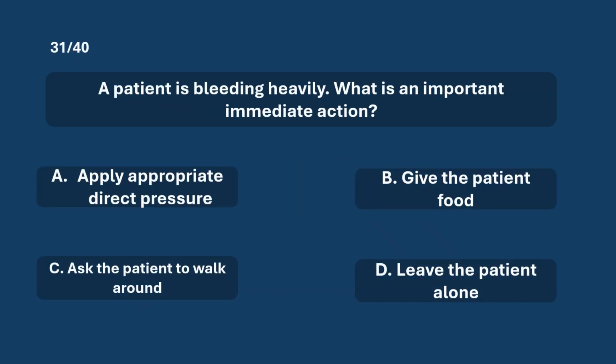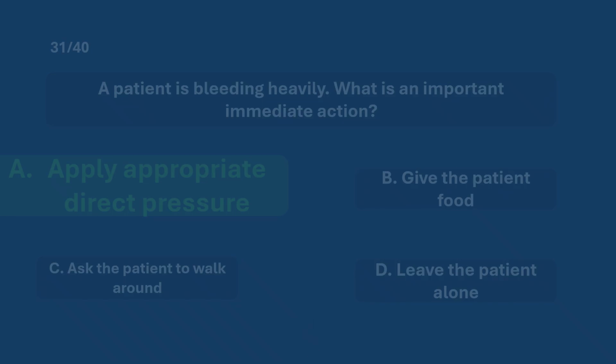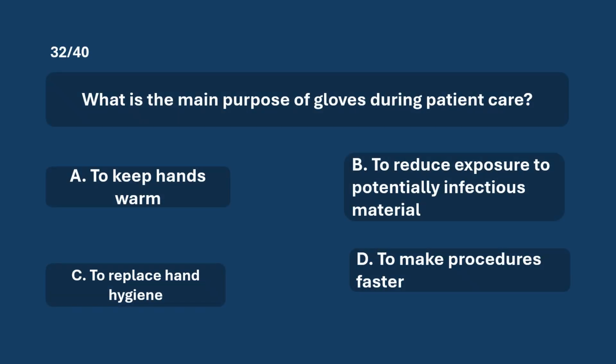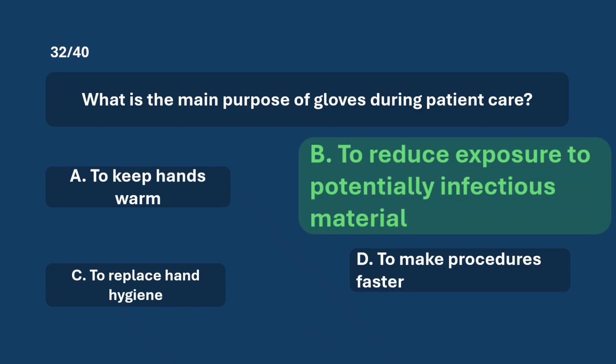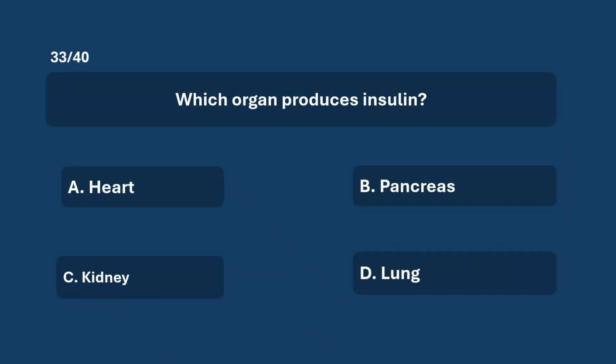A patient is bleeding heavily. What is an important immediate action? What is the main purpose of gloves during patient care? Which organ produces insulin?